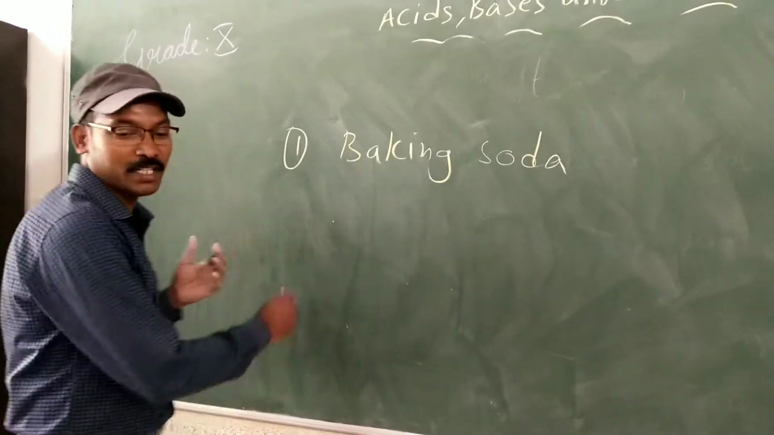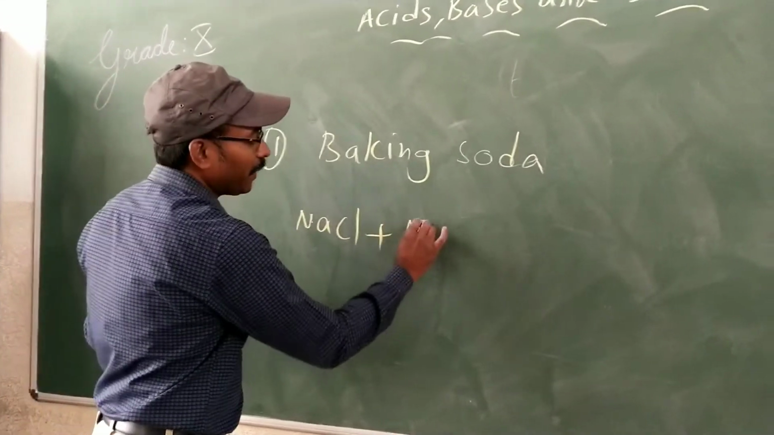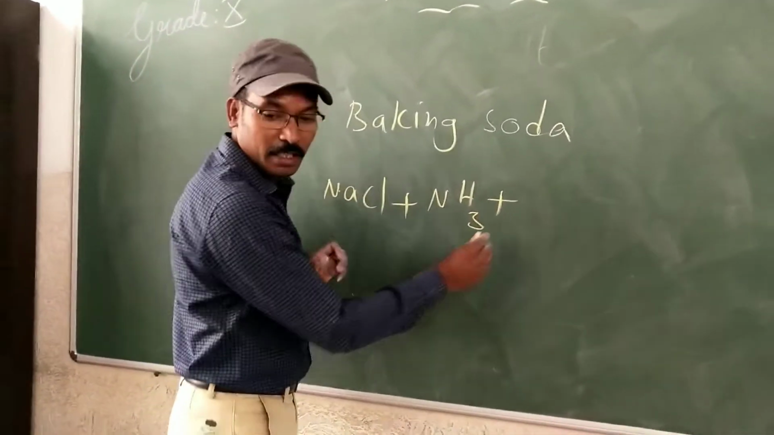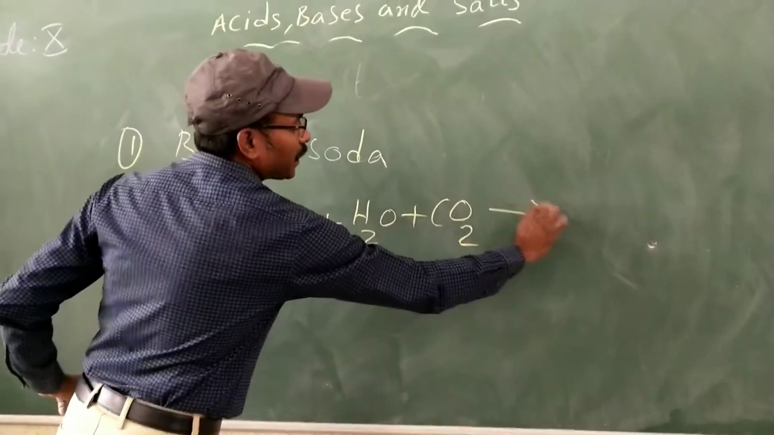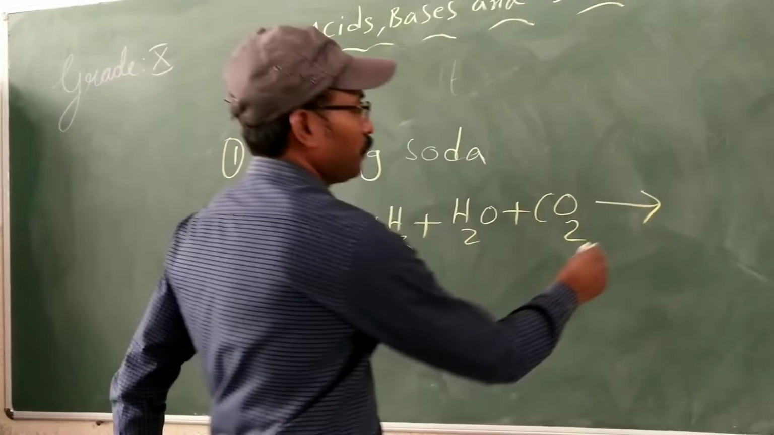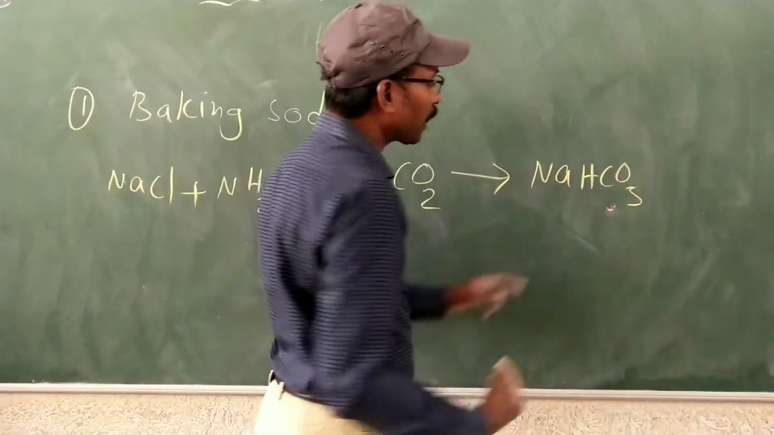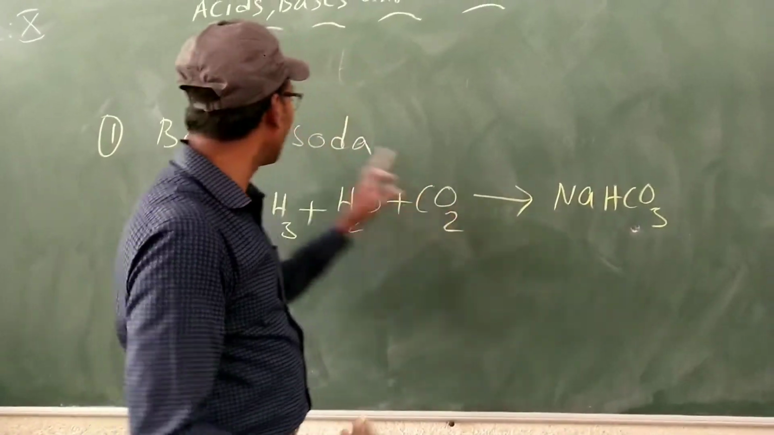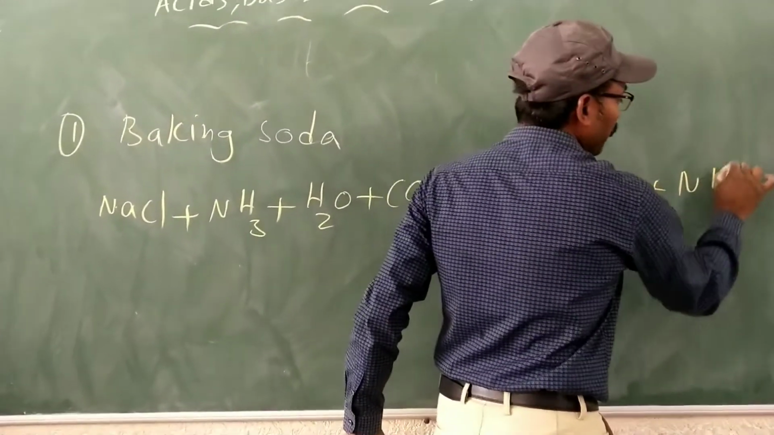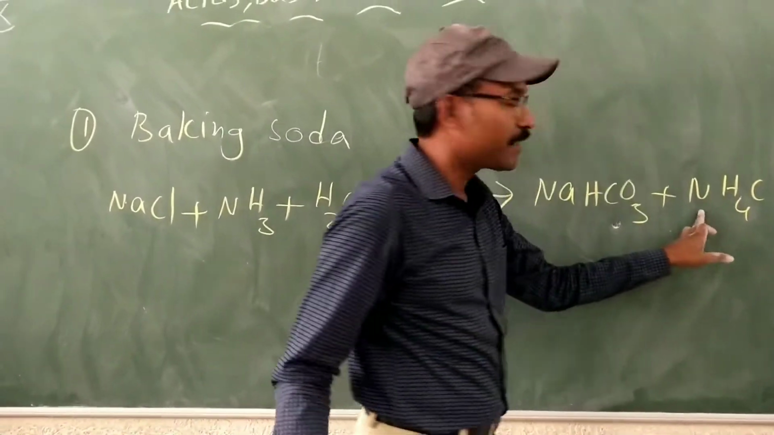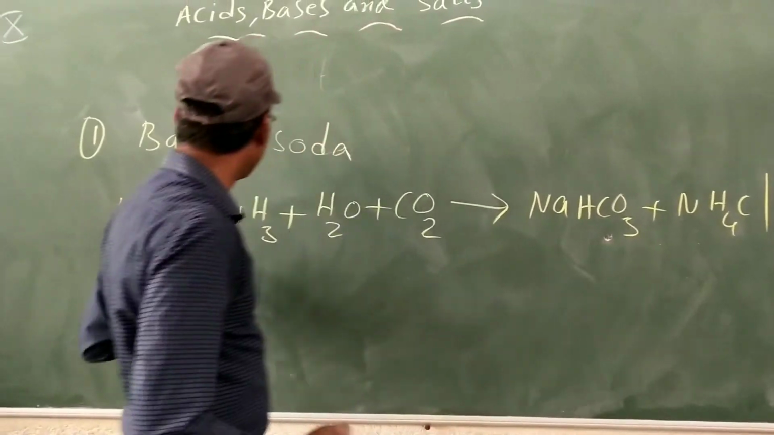How this baking soda is produced, we can understand with the help of this small equation. When NaCl is combined with ammonia in the presence of water and carbon dioxide, it gives you sodium bicarbonate, NaHCO3. The common name for sodium bicarbonate is nothing but baking soda, and ammonium chloride. This is called ammonium chloride. Clear, children?